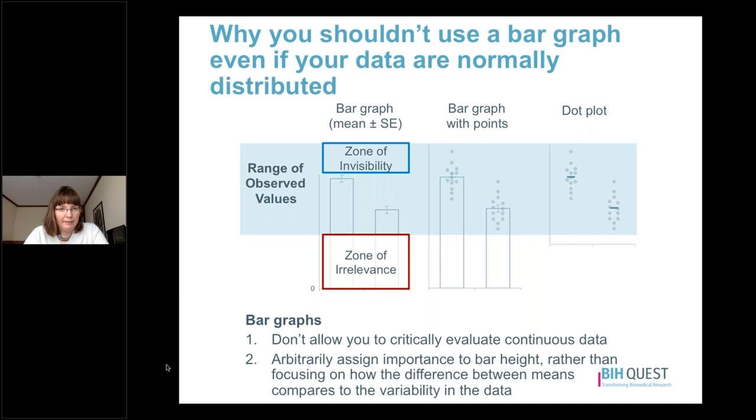And so here I've added some of that labeling. I've added a topic to the top. So why shouldn't you use a bar graph of continuous data, even if you know that your data are normally distributed?